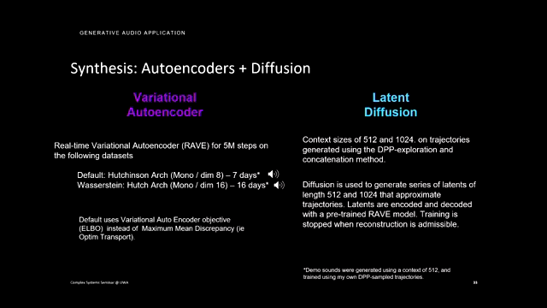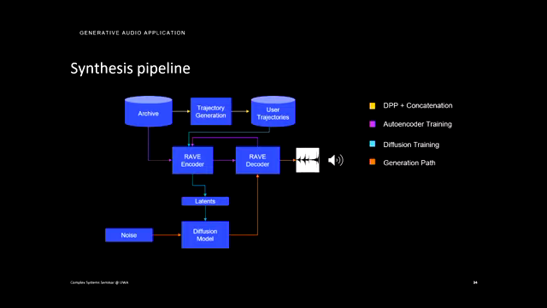Mm-hmm. So the input for this is the two short segments you had on the previous. Yeah, I have a diagram to explain it. Yeah, good question. So this is the synthesis pipeline. So I have an archive, and then we generate the trajectories with the DPP. Then the user has those trajectories. That's one phase. Then I train the RAVE. The RAVE has an encoder and a decoder. So this is trained using one of the different objective functions. Could be the Wasserstein or the classic function.